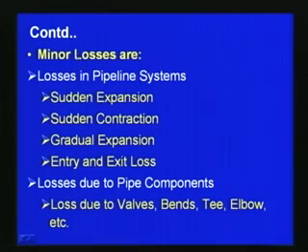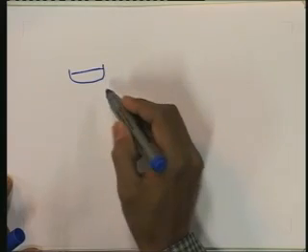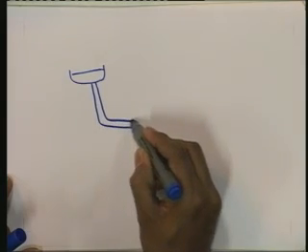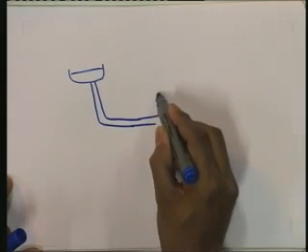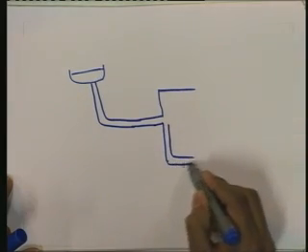As we discussed, regarding minor losses in pipelines, minor losses can be due to sudden expansion, sudden contraction, gradual expansion, entry loss, exit loss, and also losses due to pipe components like valves, bends, T, elbow, etc. For example, if there is a tank here, and you are putting a pipeline like this with various branches and various joints, you can see.